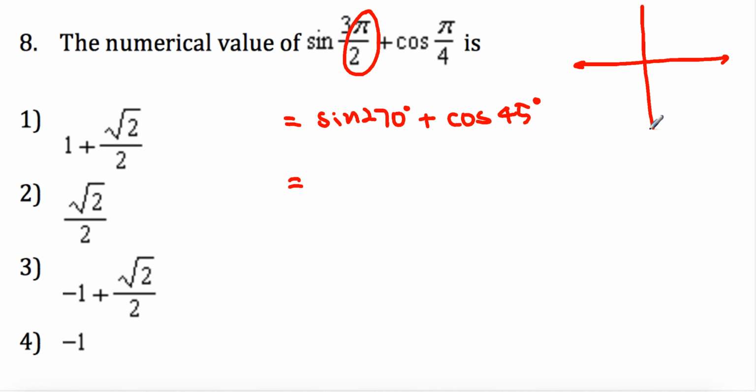Or when you look at the quadrants, 270 means 90, 180, 270 goes right over here. Then the reference angle, meaning the angle with the x-axis, would have been 90. But since it's between the third and fourth quadrant, sine, meaning the y values on the unit circle, would have been negative. So we end up getting negative 1 for sine of 270. Negative comes from the quadrant, 1 came from the sine of 90, the reference angle. And cosine of 45 is, as we know, radical 2 over 2. So then our answer is choice 3.